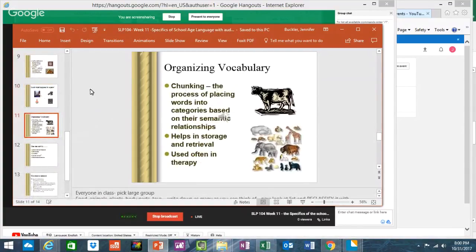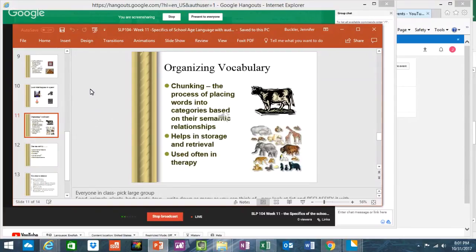So they've got all these new words. Well, how do they go about keeping them all? Well, they go about keeping them all by chunking them. They place words together based off of common semantic relationships. So all animals go together.